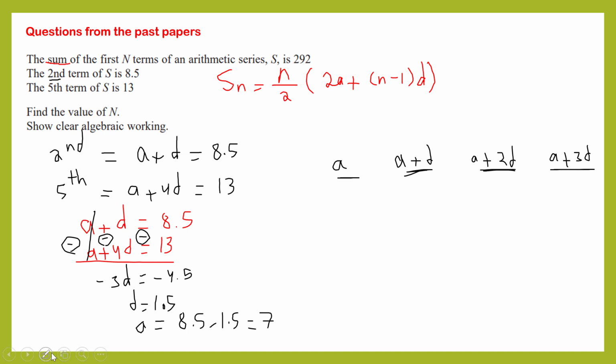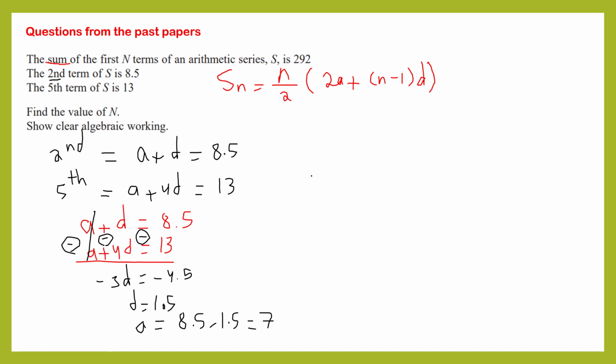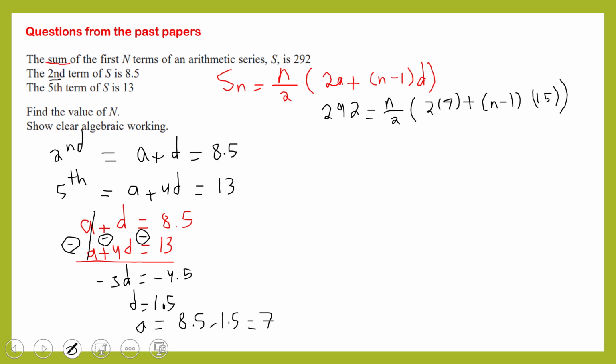So we can erase now this part, the hint that I gave you, the relation between the terms in the arithmetic sequence. So what we will do is, Sn here is 292 equals n over 2 multiplied by 2 times 7, the value of a is 7, then add n minus 1 times d, which is 1.5, and then we will expand here.